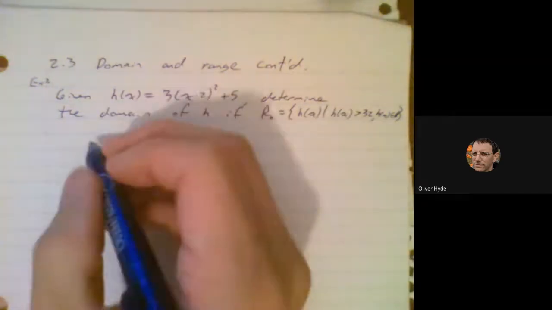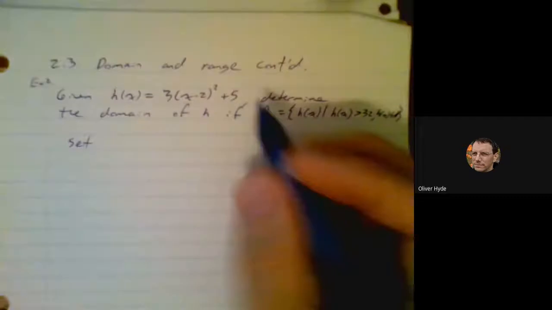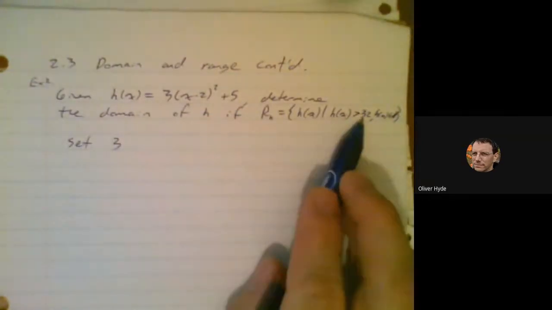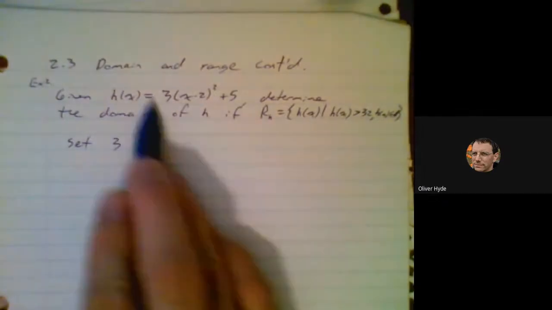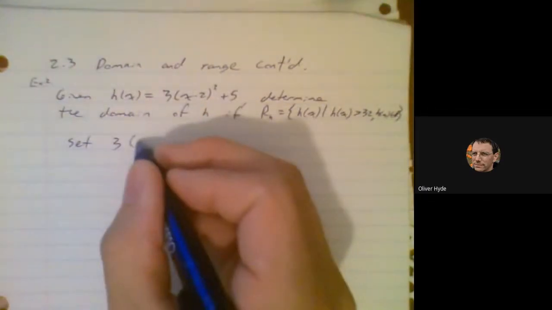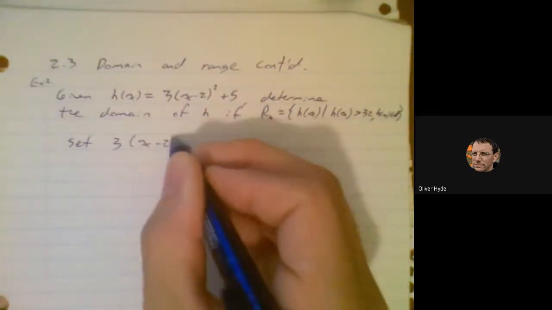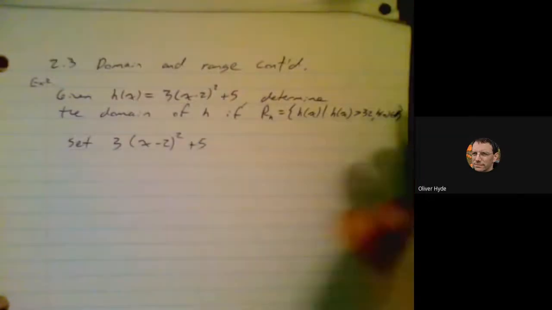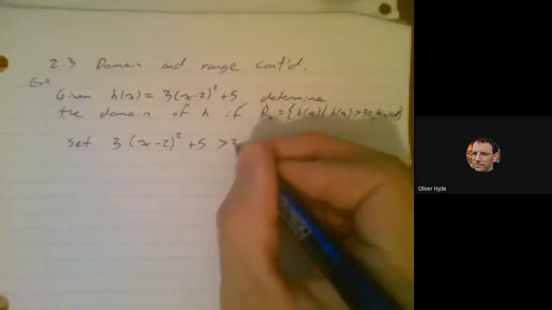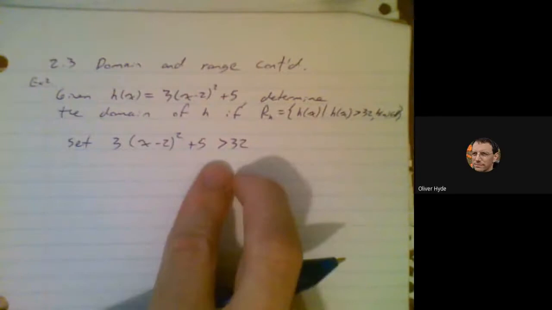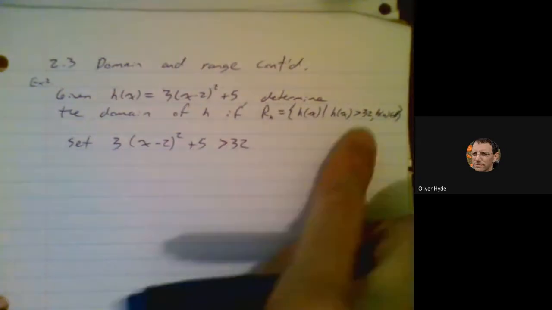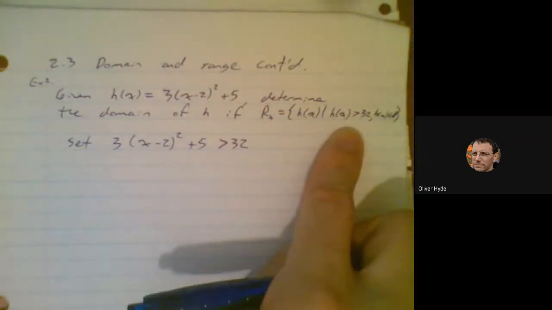If we wanted to do it algebraically, we could set this right here as h of x. I want h of x to be greater than 32. So replace h of x with (3 times x minus 2) all squared plus 5 and say that that has to be greater than 32. Actually, even getting this far is a bit of a challenge for some students. They're not sure what direction the inequality should go.